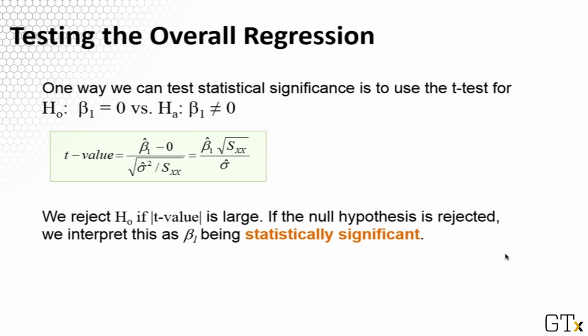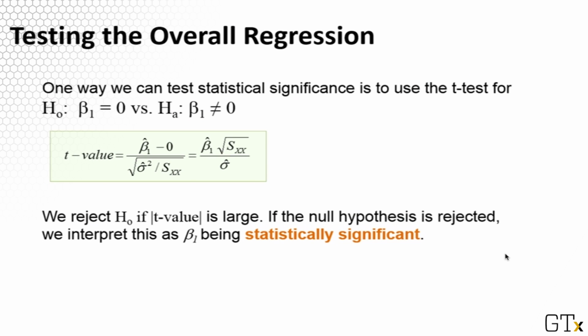If we want to perform hypothesis testing on beta 1, for example, we may want to test whether beta 1 is equal to 0 versus the alternative that beta 1 is not equal to 0. The procedure is going to be very similar to testing for the mean parameter in a standard normal distribution problem.